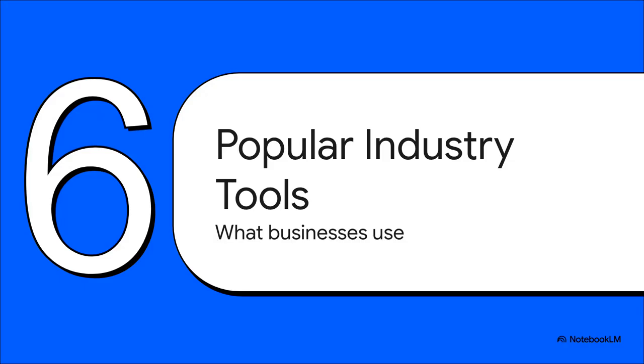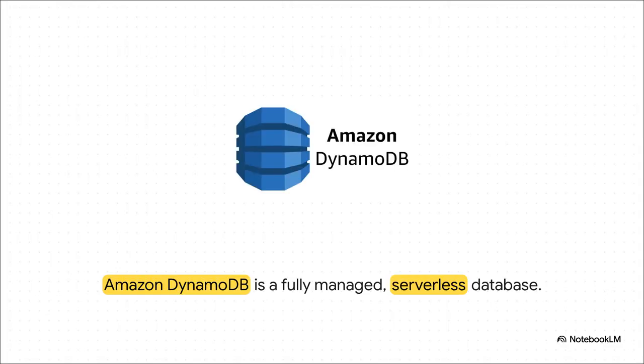And finally, Section 6, Popular Industry Tools. Let's see what businesses actually use. First up is Amazon DynamoDB. This is a fully managed, serverless database. Now, serverless just means the business doesn't need to manage the physical servers themselves. If a website suddenly gets a massive, totally unpredictable traffic spike from a flash sale or a viral post, DynamoDB automatically scales capacity up to handle it, maintaining that single-digit millisecond performance.